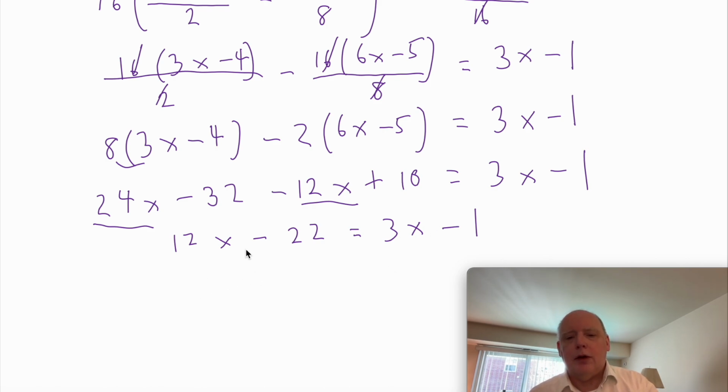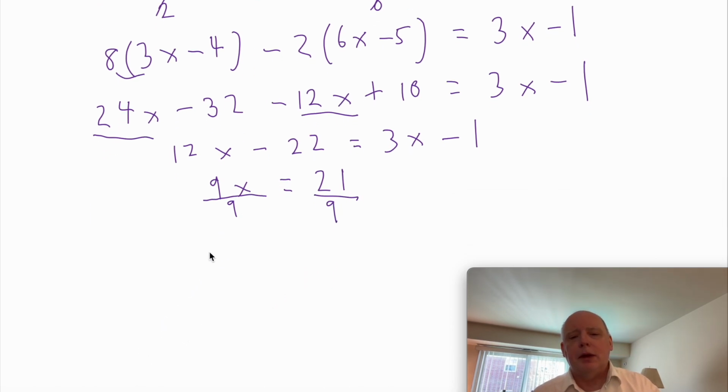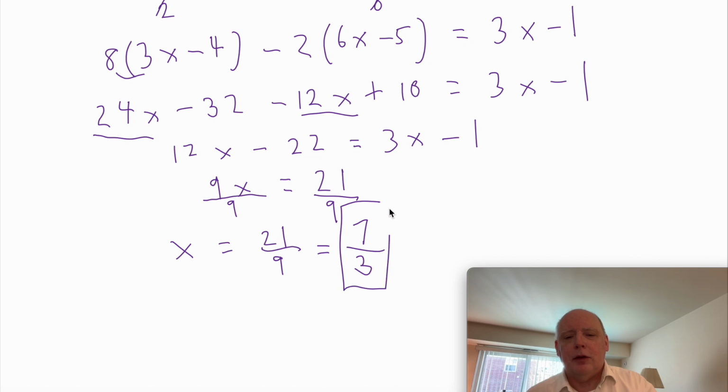Let's subtract 3x from both sides, and we'll get 9x. And we'll add 22 to both sides, and on the right, we'll get 21. Now finally, we can solve for x by dividing both sides of the equation by 9. We get x is 21 over 9, but 3 goes into both 21 and 9. So we can factor out that common factor, and 21 divided by 3 is 7, and 9 divided by 3 is 3. And that's our answer to that one.